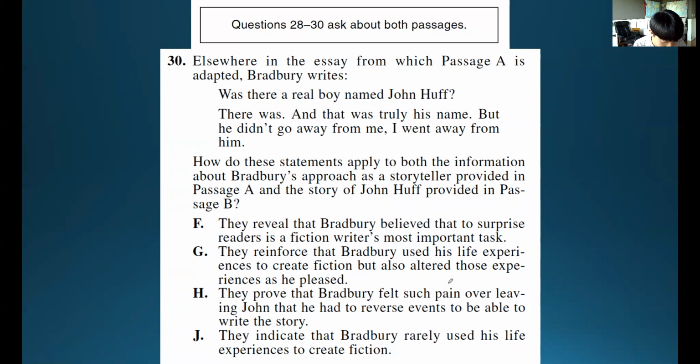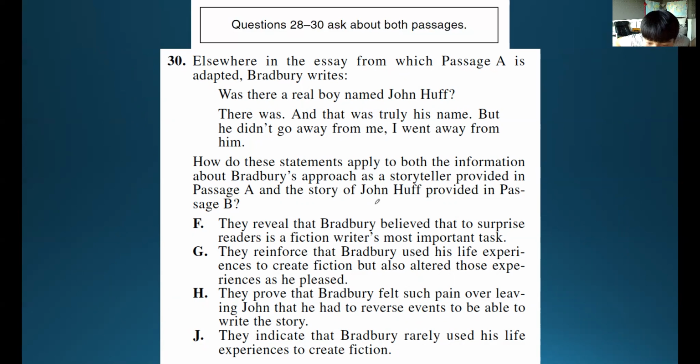Elsewhere in the essay from which passage A is adapted, Bradbury writes this, right? Was there a real boy? There was. He didn't go away from me. I went away from him. So what does passage A reveal, first of all? Well, passage B reveals that he idolized John Huff. He really loved John Huff, and when John Huff went away, he was really sad. Talking about the narrator here. And now the narrator kind of reverses that. He's saying John Huff didn't go away from me, I went away from him.